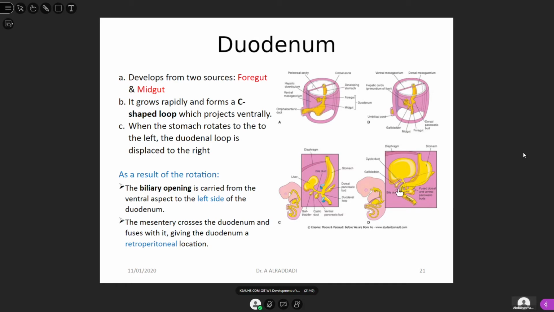As a result of these rotations, the biliary opening will carry from the ventral aspect to the left side of the duodenum. The mesentery crosses the duodenum and fuses with it, giving the duodenum, mainly the upper part, a retroperitoneal location.